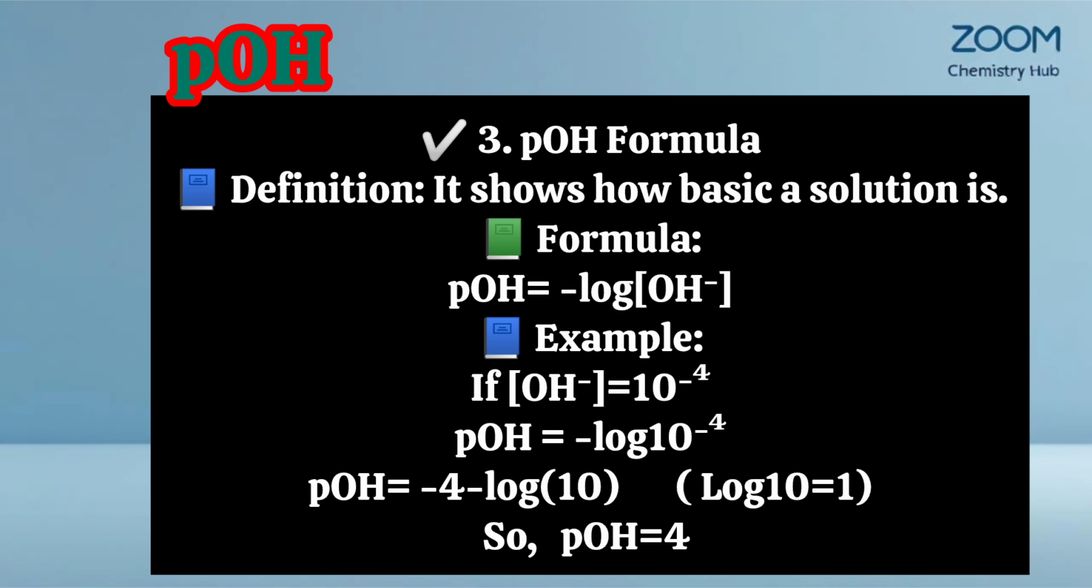Next, pOH formula. It shows how basic a solution is. Formula: the pOH is equal to the negative log of hydroxide ion concentration. Example: if the hydroxide ion concentration is 10 raised to power minus 4, then we will write the formula first, that is pOH is equal to the negative log of hydroxide ion concentration, and we will put the value of hydroxide ion concentration in this formula. So we will get the value of pOH as 4.